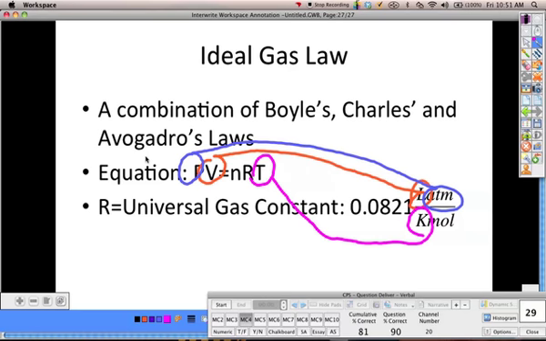Say you have something like decimeters cubed for your volume, and you just convert it. It'll be the same value, you just write liters rather than decimeters cubed. If, however, you're given something like millimeters of mercury, then you'll have to do a conversion from millimeters of mercury to atmospheres.